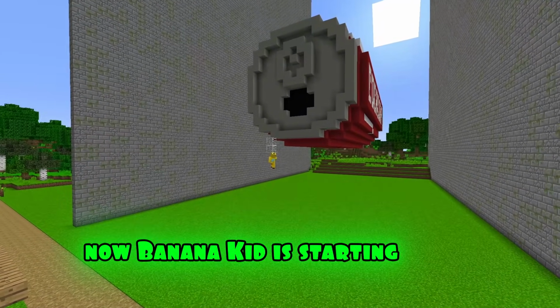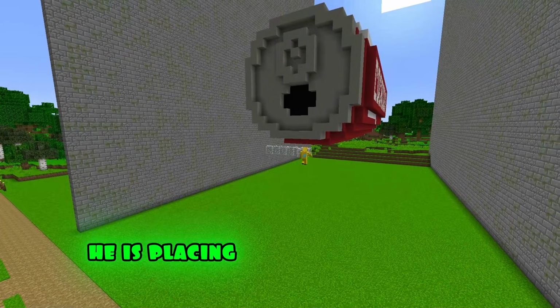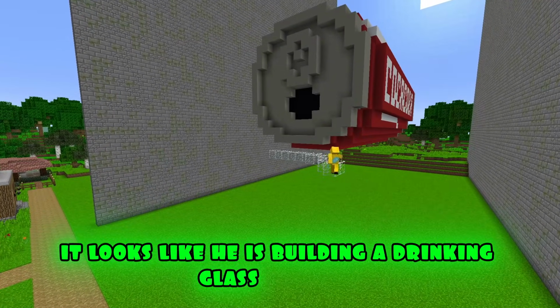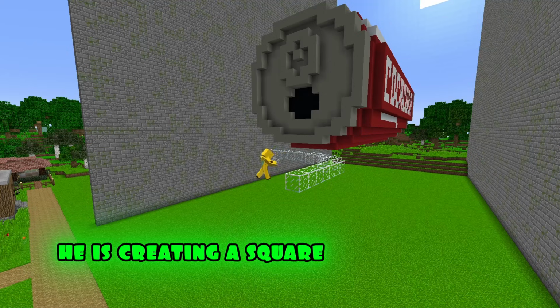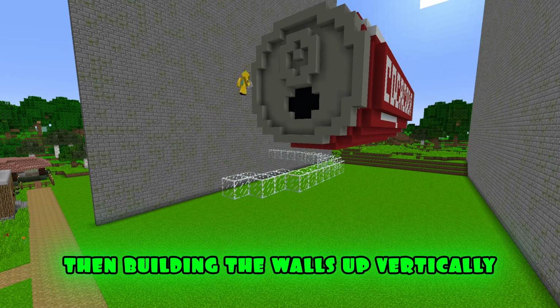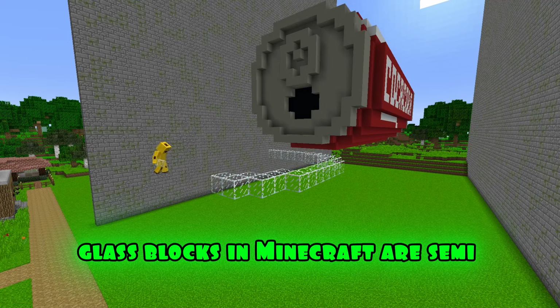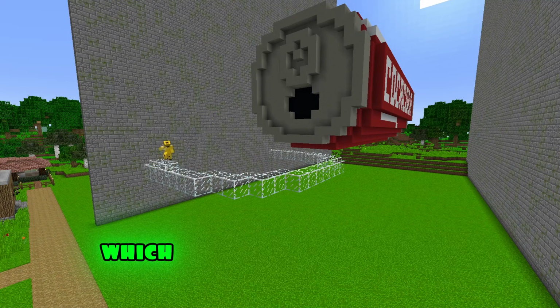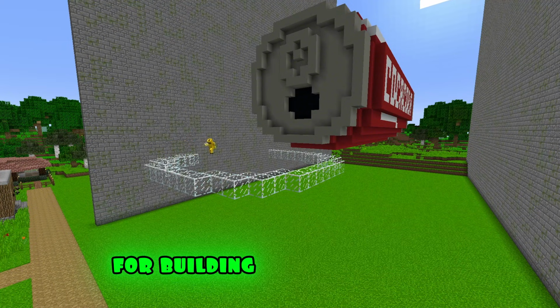Now, Banana Kid is starting a new element of the build. He is placing glass blocks on the ground in front of the can. It looks like he is building a drinking glass or a cup. He is creating a square outline on the ground using glass blocks, then building the walls up vertically. Glass blocks in Minecraft are semi-transparent. They let light through, and you can partially see through them, which makes them the perfect material for building a drinking glass.